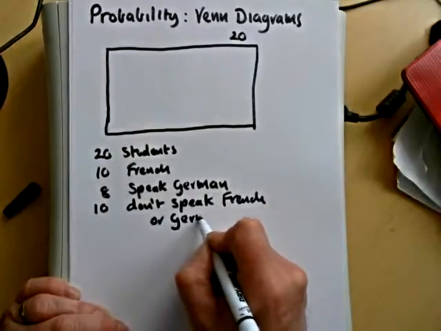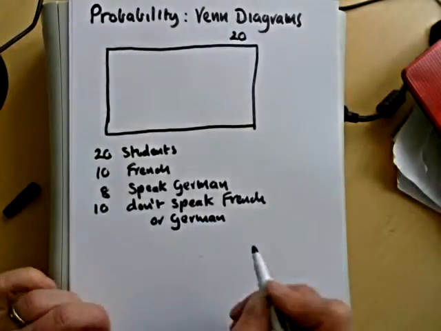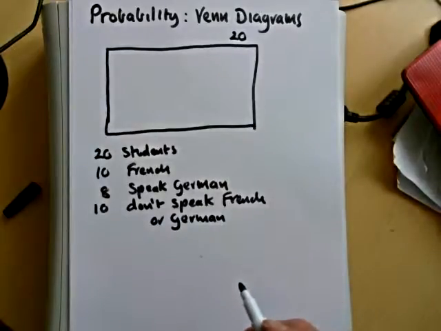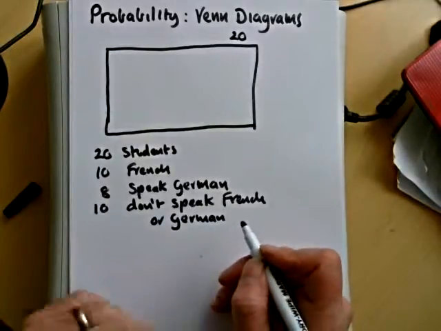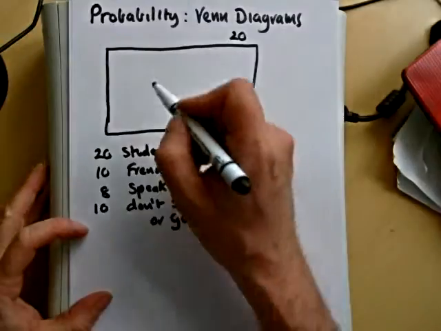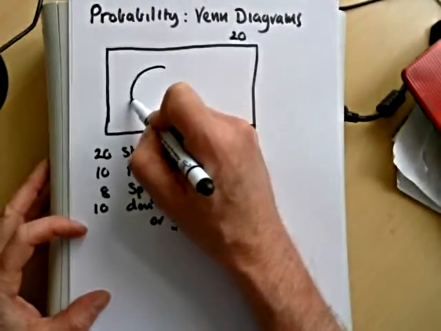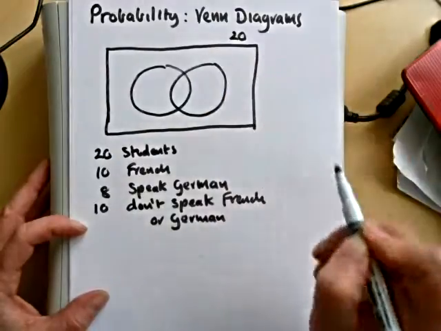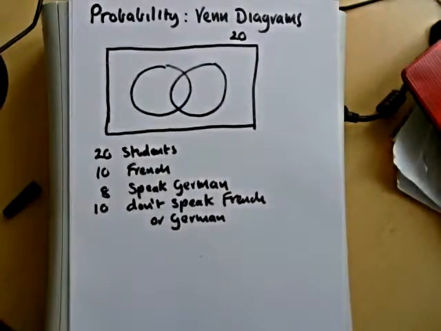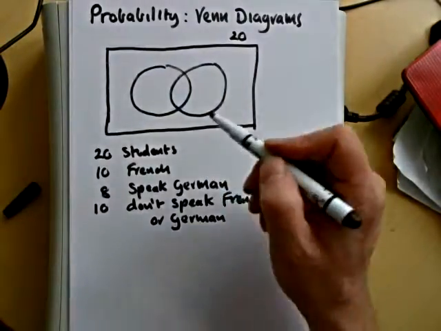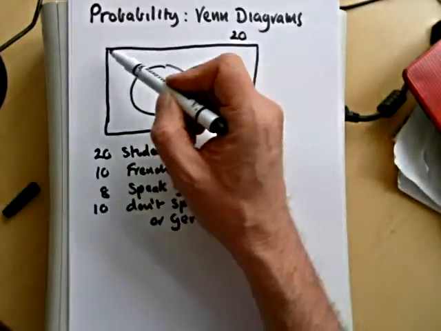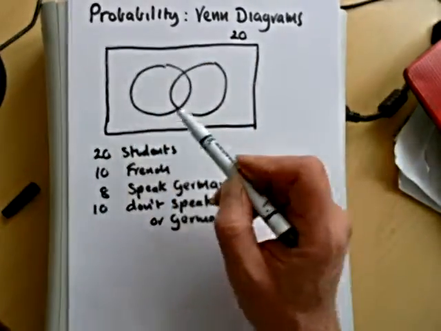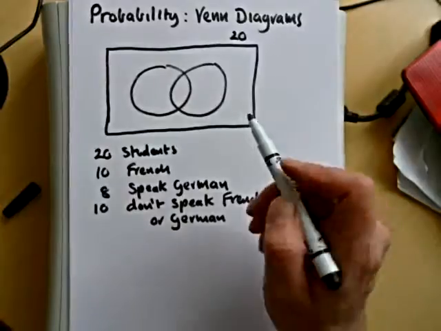So we've got to represent that information in a Venn diagram, and then we'll answer some probability questions. I'll show you how to put the information into the diagram first. So we draw two circles. We've got our 20, which represents the fact that inside this rectangle there will be 20 in total.